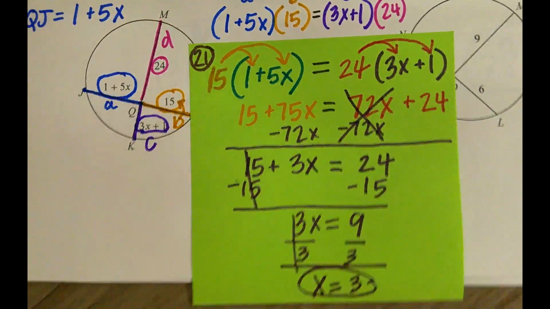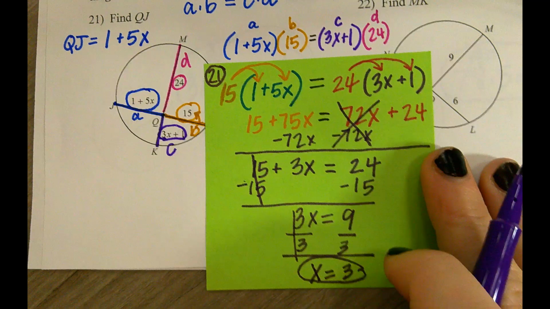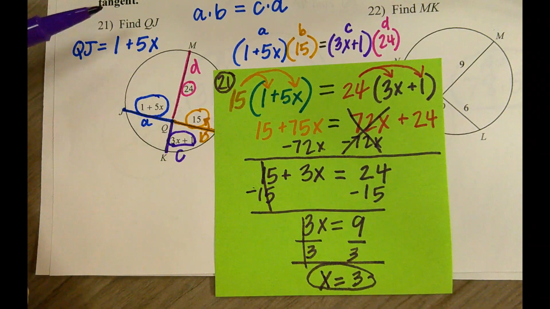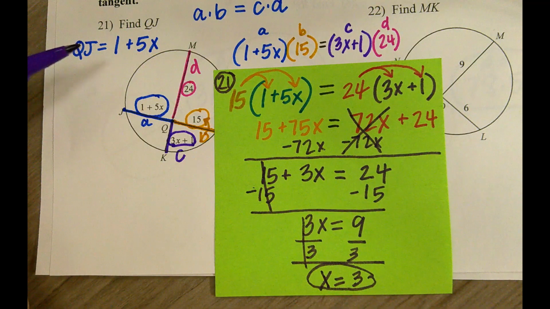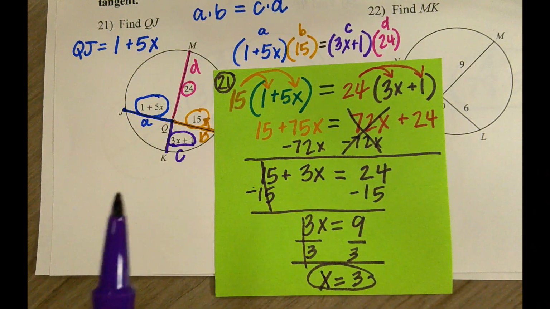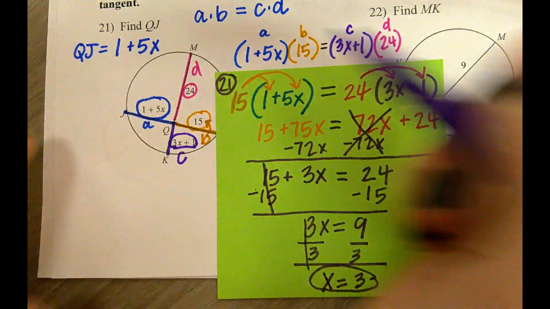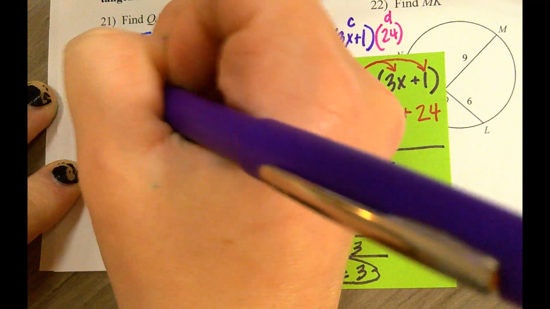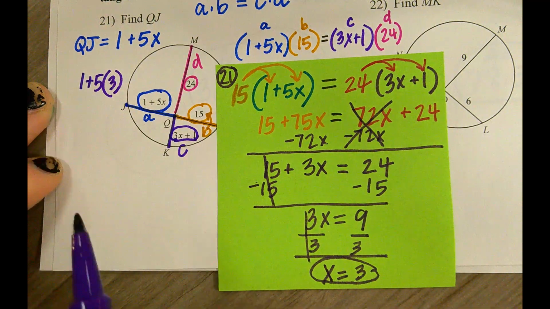Okay, so now that I have x equals 3, remember we're still trying to find the measure of QJ. And luckily we labeled that earlier as 1 plus 5x. So how can I use this x value to find QJ? 1 plus 5 times x, if you replace the x with 3. Yes, plug it in just like the other problems. 1 plus 5 instead of x, we're taking it times 3 because x is 3.